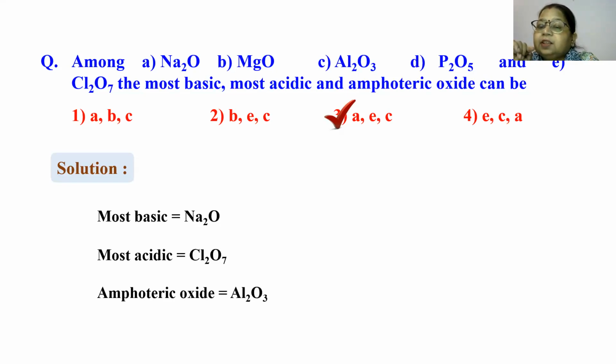Either you should know which one is the amphoteric oxide. Then you find out that amphoteric oxide is Al2O3, which is placed in 3 of them. Not a good option. So then we have to bank on Na2O and Cl2O7, right?